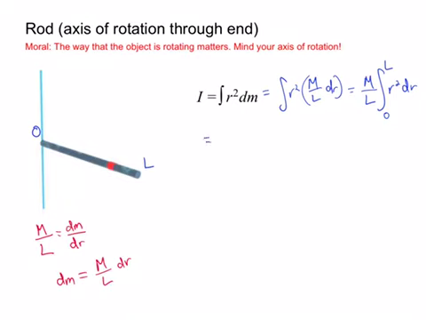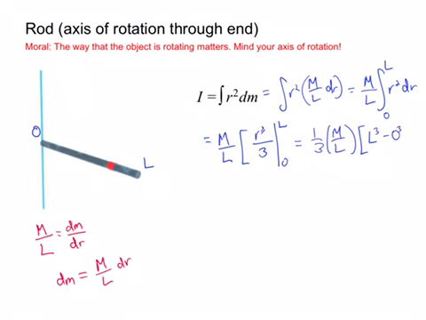Now, while the integral itself looks the same, because it still comes out to our r cubed over 3, we're evaluating it differently. So I'll show a little bit more work on this one. I'm going to pull out that 1/3. We still have our big M over big L here, but we're doing times L cubed minus 0 cubed. And after we clean all this up, what we see is that we end up with the moment of inertia is equal to 1/3 mL squared.